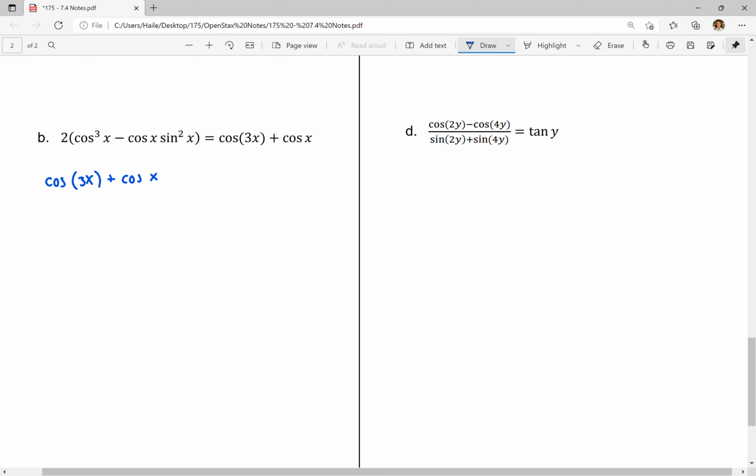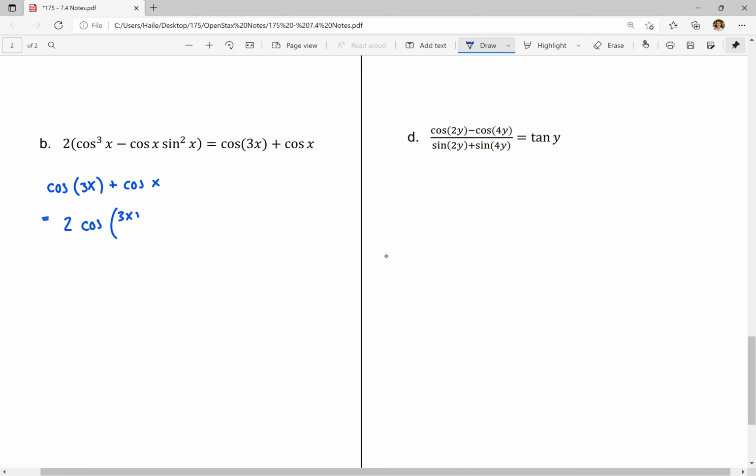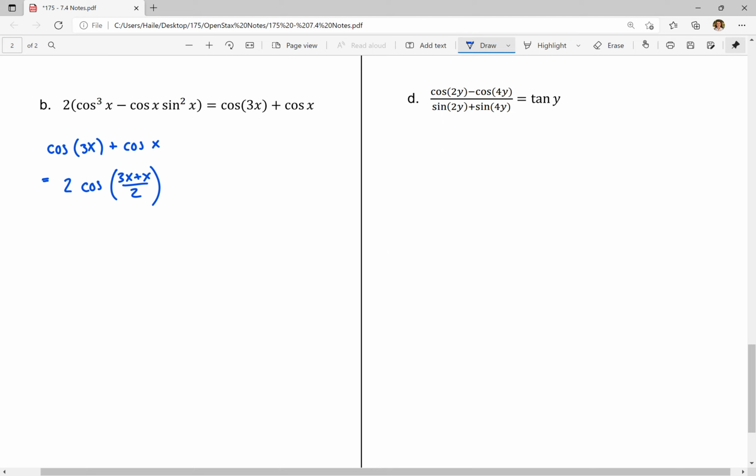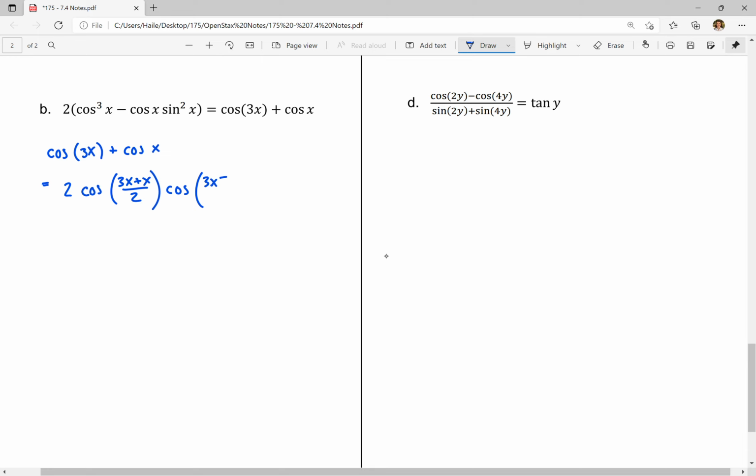So since we have cosine plus cosine, the formula for that is going to be 2 times the cosine of the sum of the angles over 2 times the cosine of the difference of the angles over 2. Okay, so notice what I've written here. I have 2 times cosine of (3x plus x) divided by 2 and cosine of (3x minus x) divided by 2. So now what I need to do is just simplify the insides of those cosines.